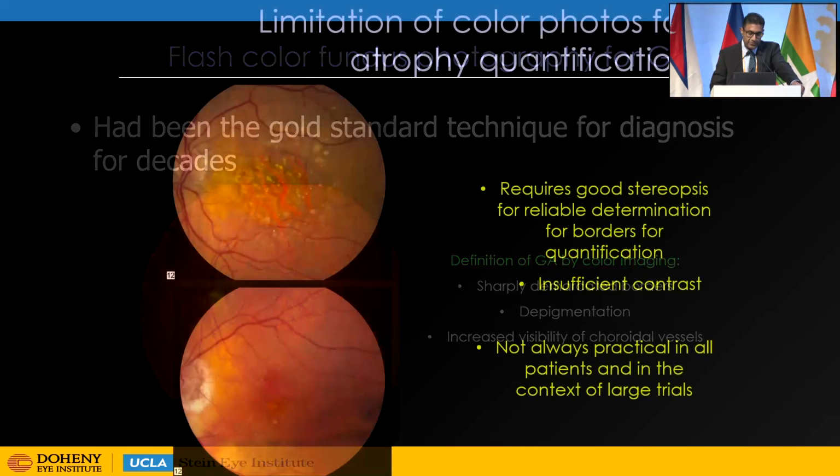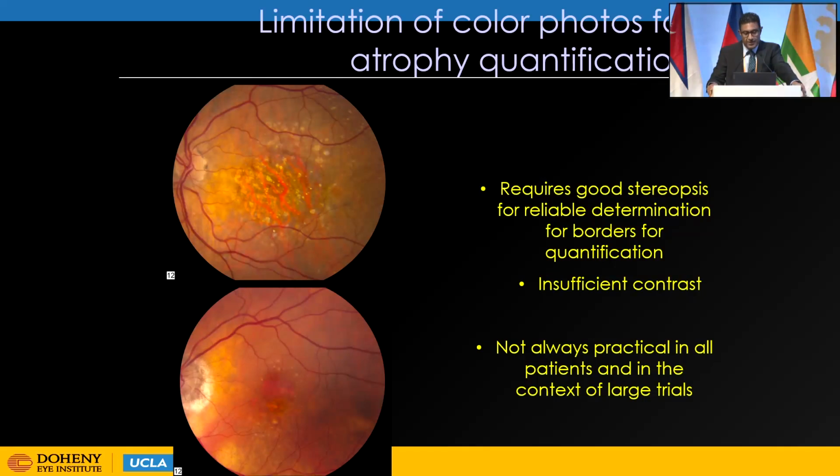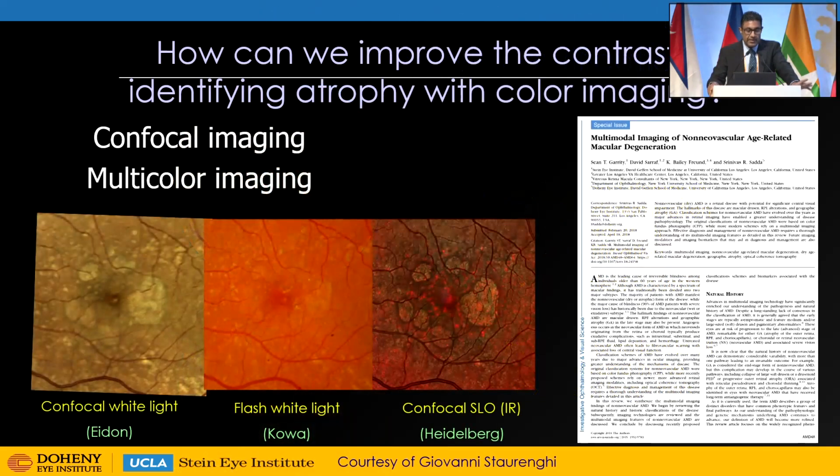The challenge, of course, with standard flash color photographs is that in the real world, we don't always have sufficient contrast to be able to identify the borders of atrophy. We all can tell there's atrophy in these images, but exactly where it begins and ends is really a challenge. And that's where we're fortunate to have improvements in imaging technology in the form of confocal imaging, and then on top of that, multicolor imaging, as I'll mention.